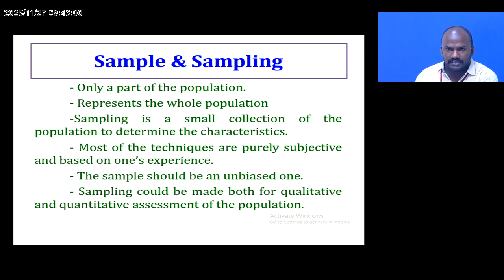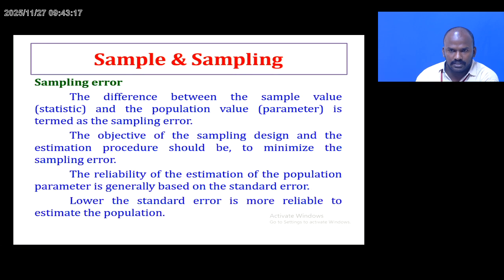These are the differences between sampling and sample. Sampling is a small collection from the population to determine its characteristics. Most of the techniques are purely subjective and based on experience. The sample should be an unbiased one. Sampling can make both qualitative and quantitative assessments of the population.